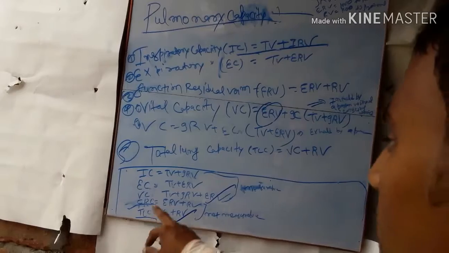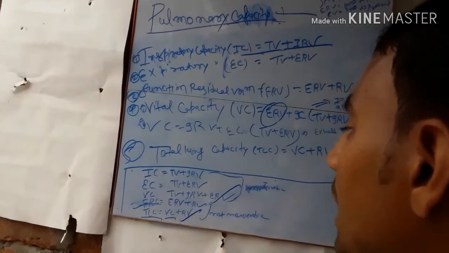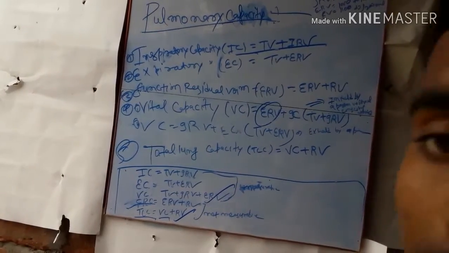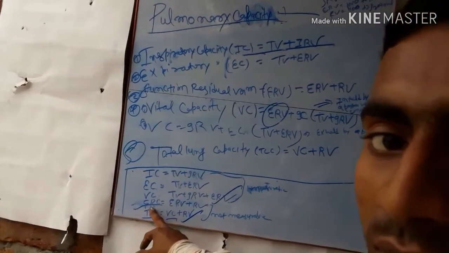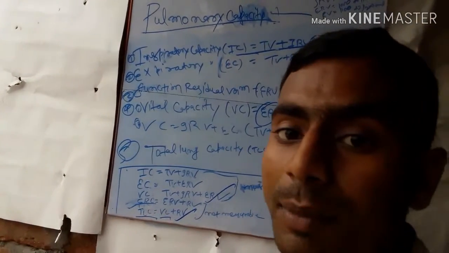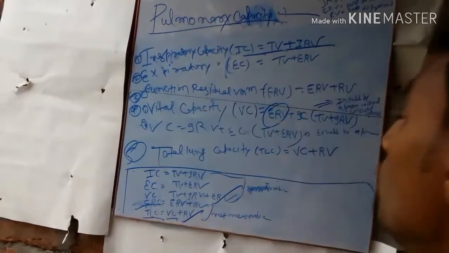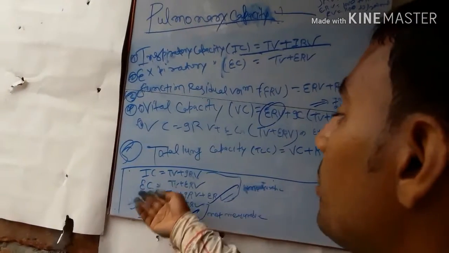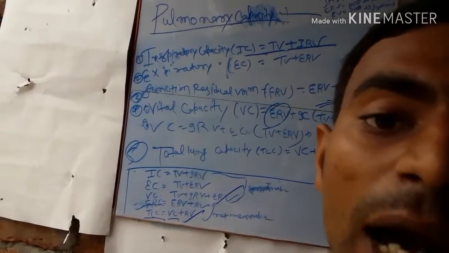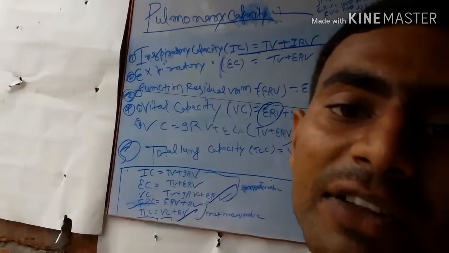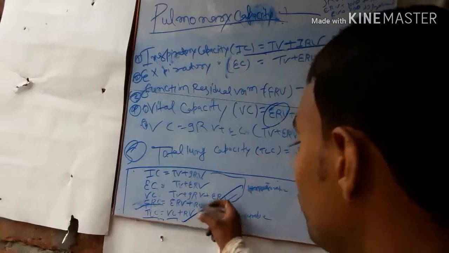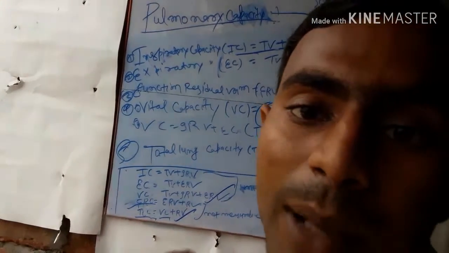Inspiratory capacity, expiratory capacity and vital capacity are measured by the spirometer, but functional residual capacity and total lung capacity are not measured by spirometer. Why? What is the reason behind that? The reason is that in inspiratory capacity, expiratory capacity and vital capacity, residual volume is not present, so they are measured by the spirometer. But in functional residual capacity and total lung capacity, residual volume is present, so they are not measured by the spirometer.